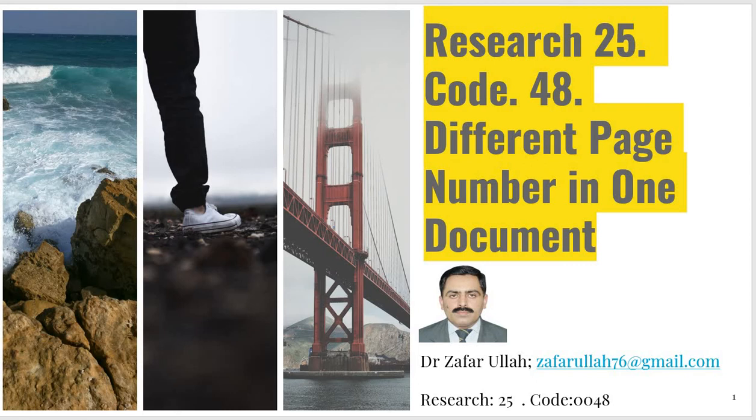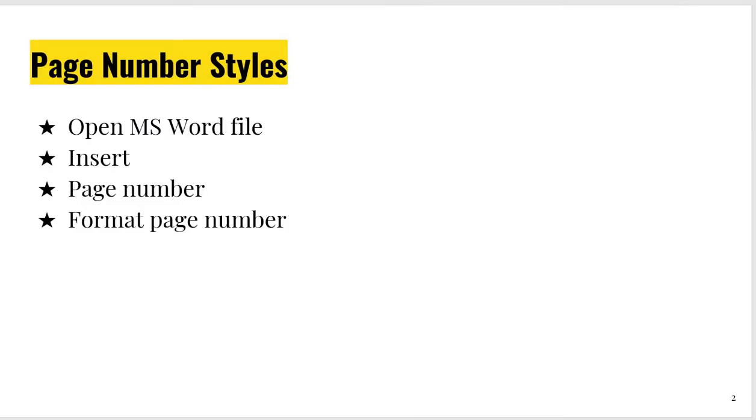Hello students. Today we want to talk about how to give different page numbers to one document. You will open MS Word file. You will go to insert, then page number, then select the format of page number.